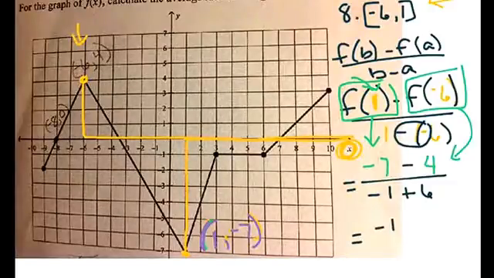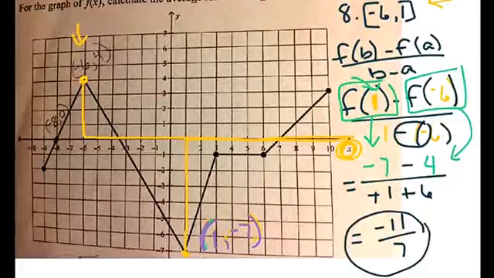-7 minus 4 is -11, -1 plus 6 is +5. Nope. This should not be negative. Sorry. I did that in class too. I added a negative to that for some reason. +1 plus 6 is a +7. This is your average rate of change.